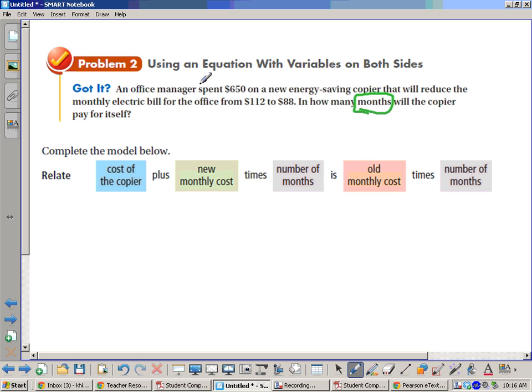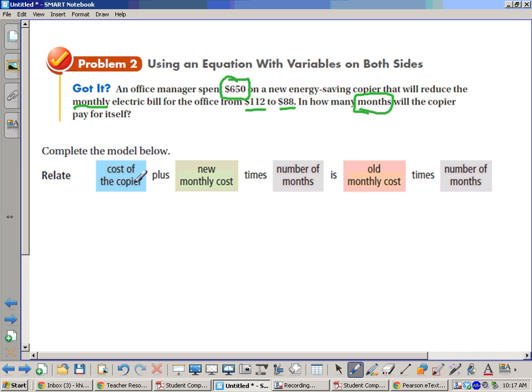An office manager spent $650 on a new energy-saving copier. So this is an upfront cost of some kind that will reduce the monthly electric bill. So I see monthly here, so we know that that's probably going to have a variable. Monthly electric bill from $112 down to $88. And they want us to determine how many months will it take to make up this $650 that we're going to pay up front.